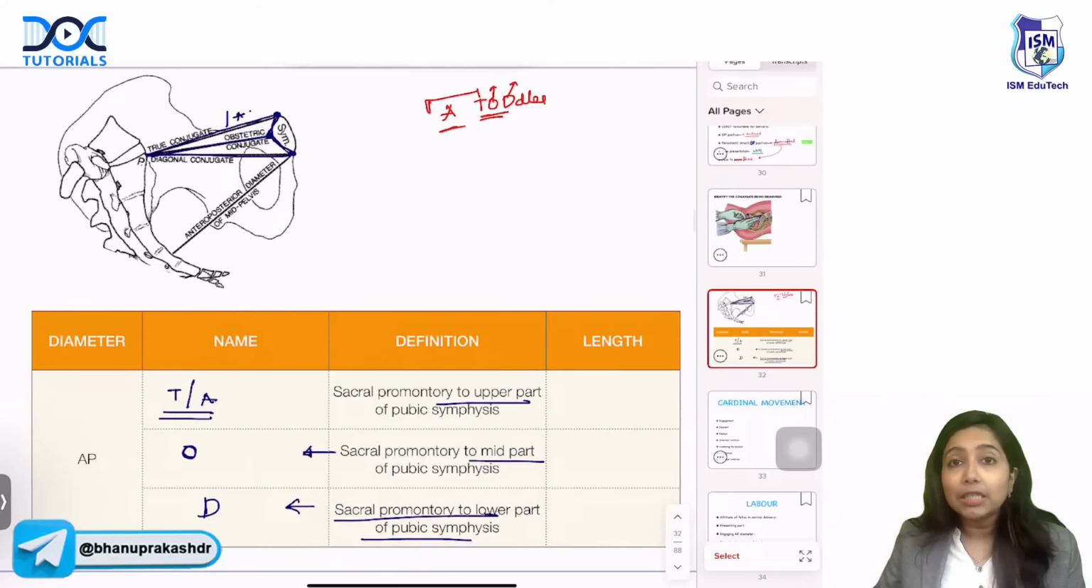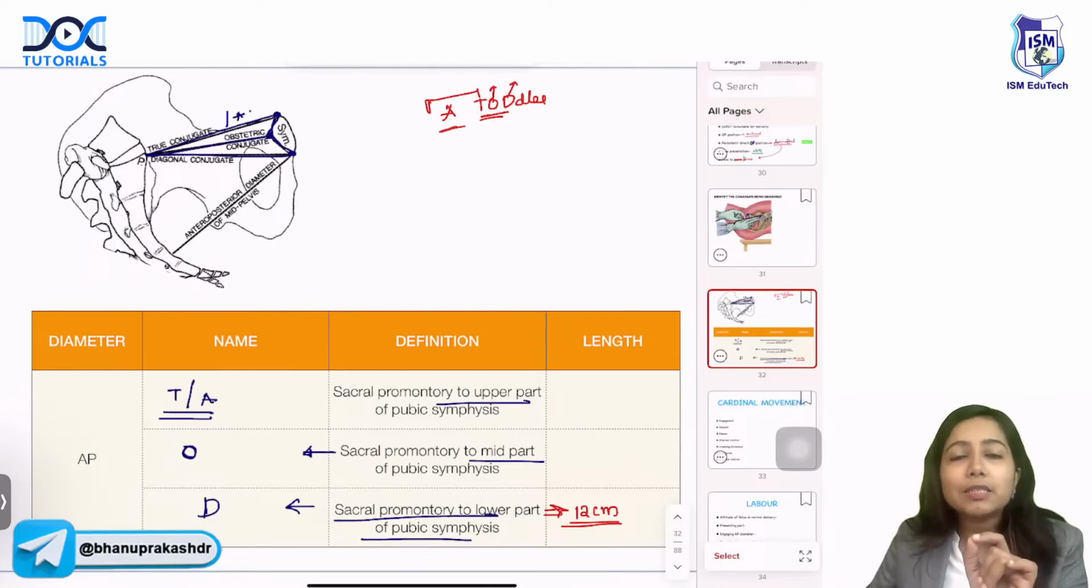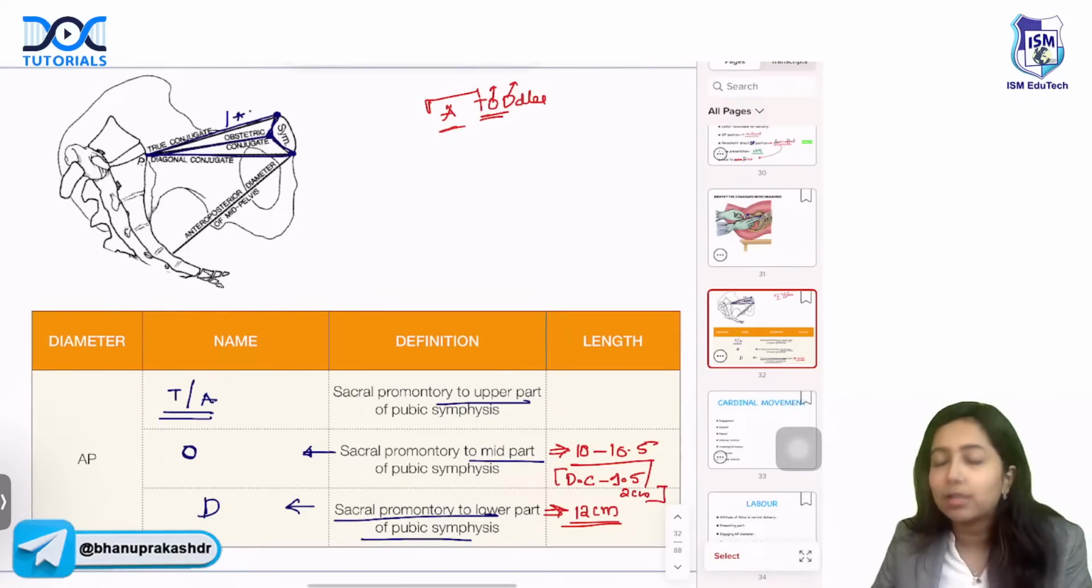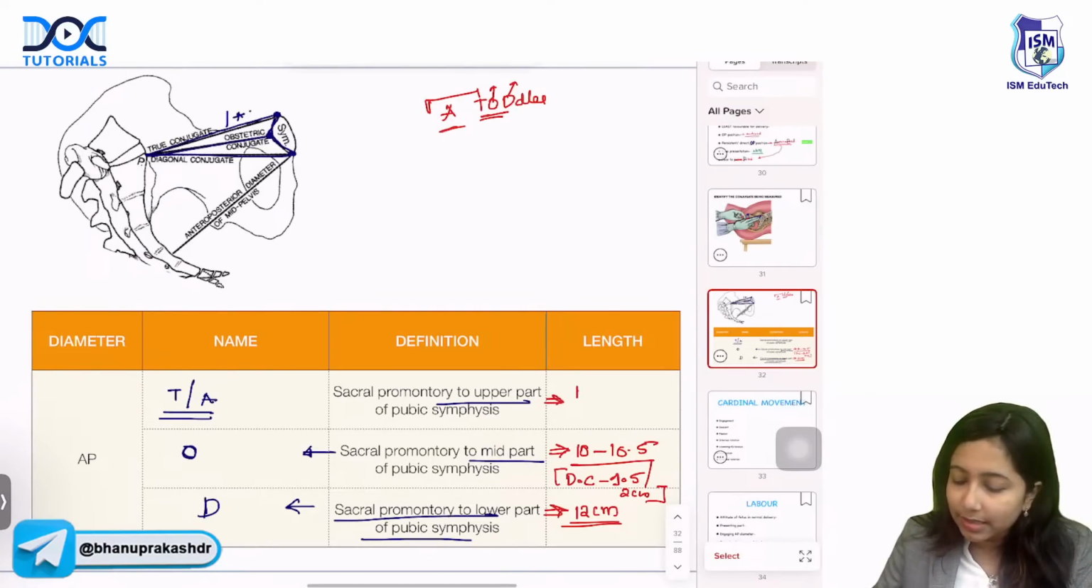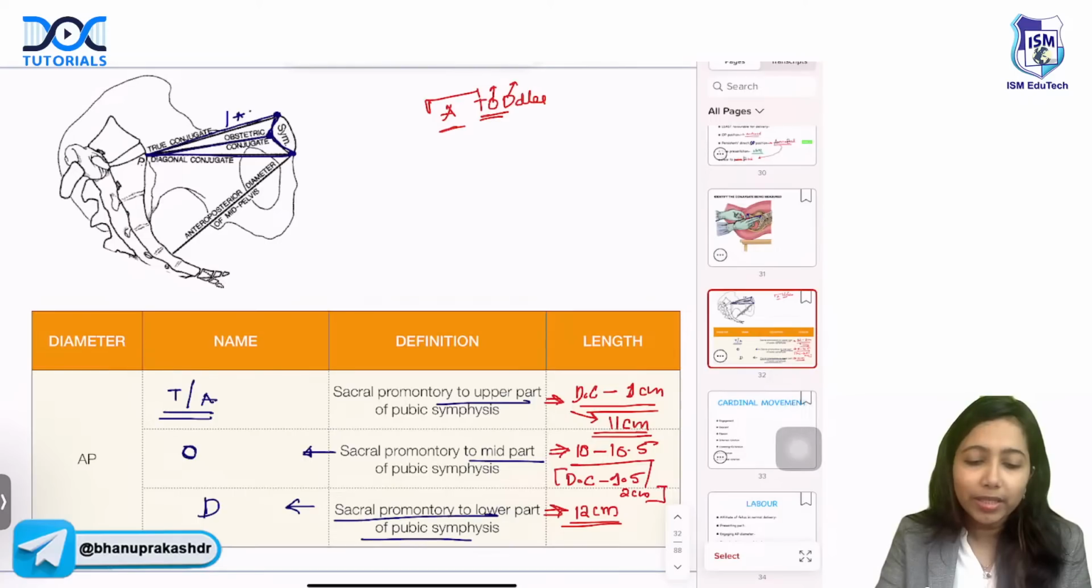All right. So among these conjugates, diagonal conjugate is the one which is clinically measured. Important question. Diagonal conjugate is approximately 12 centimeters. The obstetric conjugate is nearly 1.5 to 2 centimeters less than the diagonal conjugate, and it is nearly 10 to 10.5 centimeters. So it is diagonal conjugate minus 1.5. Even some sources state it as 2 centimeters. Whereas the true conjugate is diagonal conjugate minus 1 centimeter. What is 12 minus 1? 11 centimeters. These are the various conjugates.